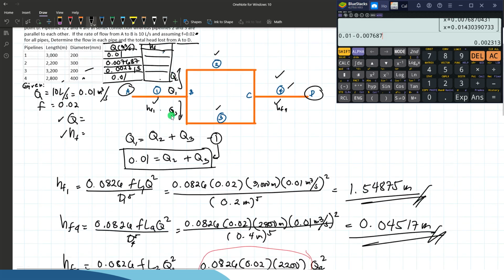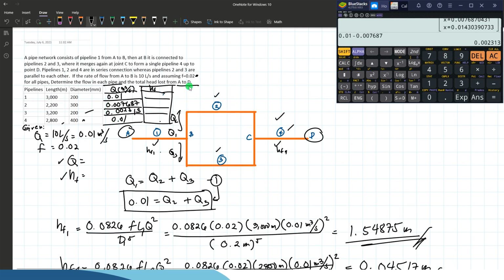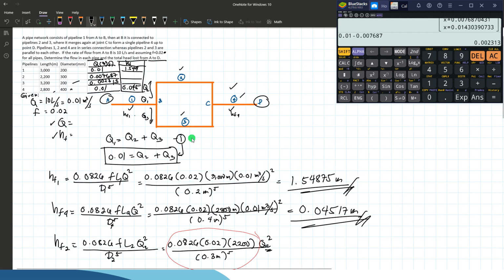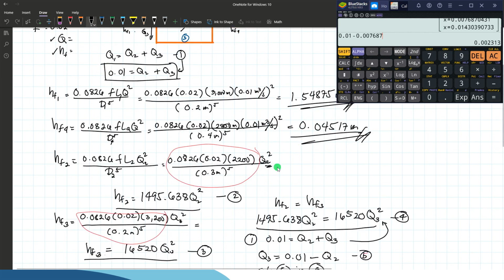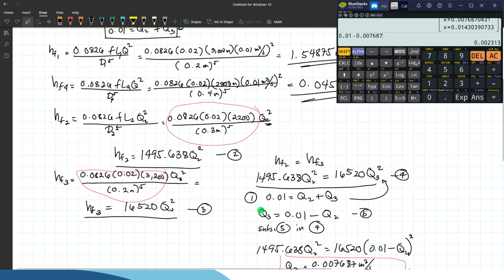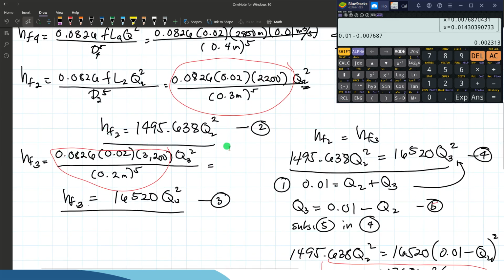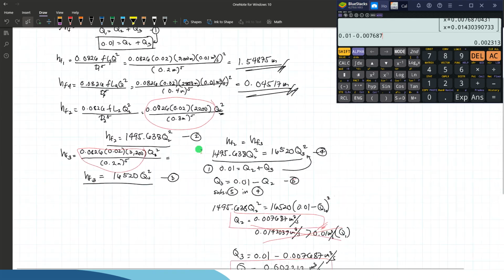How about the head losses of each pipe? We will also determine that. HF on pipe number 1 is 1.549, we use 3 decimal places, and 0.045 on pipe number 4, since they have given discharges. For pipe number 2 and 3, we can simply substitute the computed discharges Q2 and Q3 into equation number 2 and equation number 3.